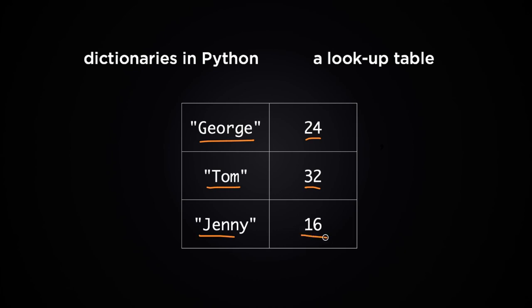Or in general, there's the value of 24 with the key, George, the string, and the value that's associated with the key Tom, the string, is 32. These are sometimes called key value pairs because we have a bunch of keys and a value associated with each of those keys. And you can use a dictionary to store this kind of information. So let's see how we can do that in Python code.